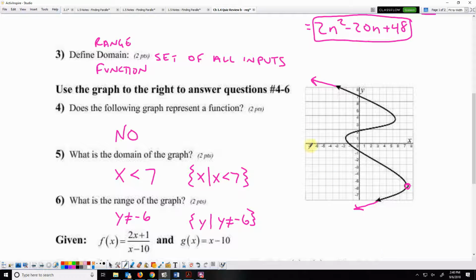If this graph was turned 90 degrees clockwise, then it would look more like that. There's no vertical line that touches it twice, so now it would be a function. And it looks like the bottom would be y equals 7. So the range would be greater than 7. The domain would be that x can't equal negative 6. That's if it was turned clockwise.